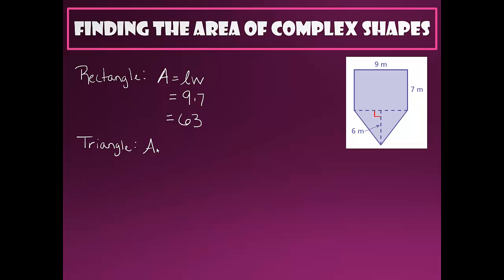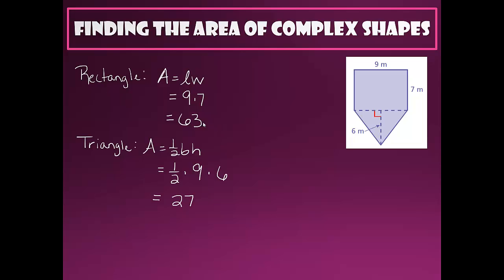Our formula is area equals 1/2 base times height. So we have 1/2 times our base, and our base is 9. And times our height, and our height is 6. And 1/2 times 9 times 6 is 27.